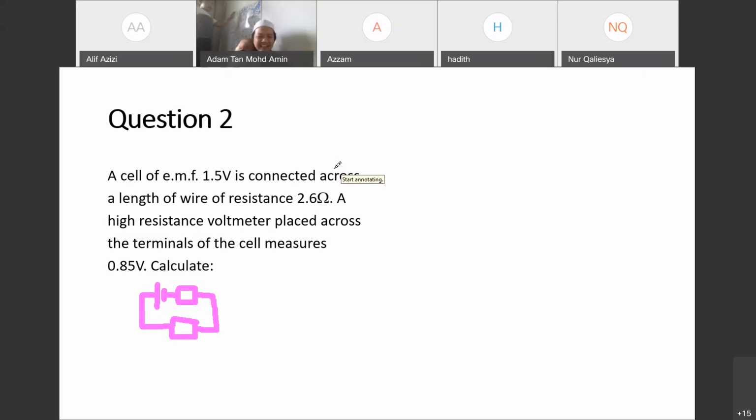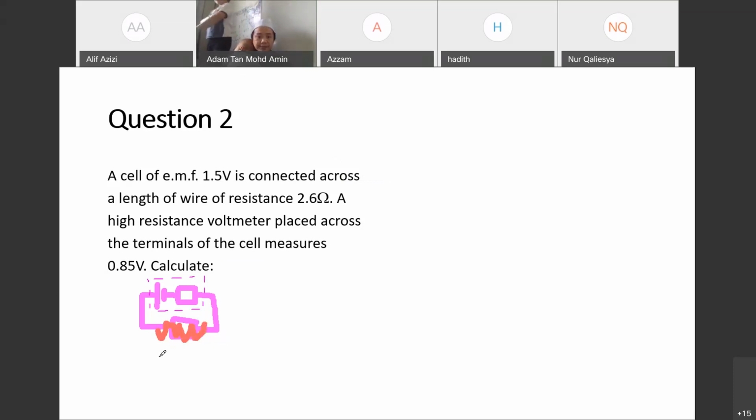Okay. Alright, this is actually the correct diagram of the circuit that is being described by the question. So we've got a cell of EMF 1.5 volts connected across a length of wire of resistance 2.6 ohms. So we assume that this is the high resistance wire. Actually, this wire we will draw like this.